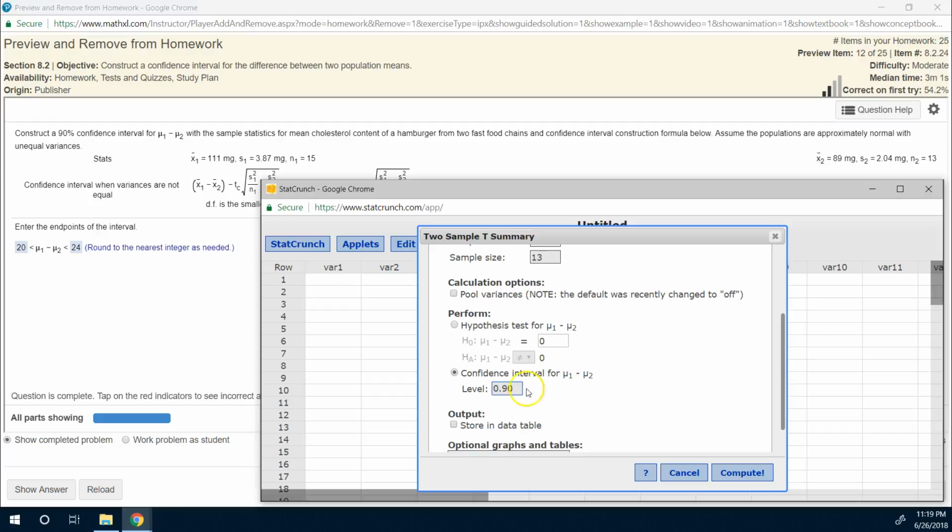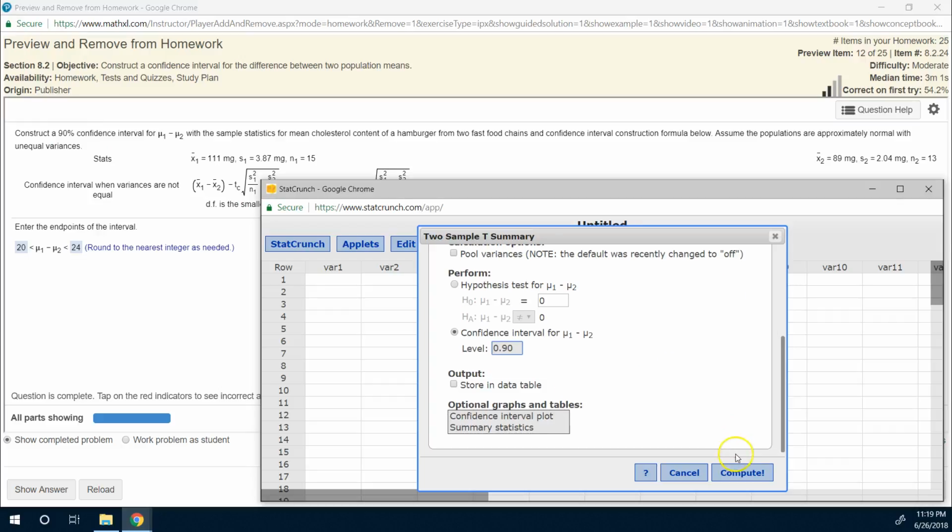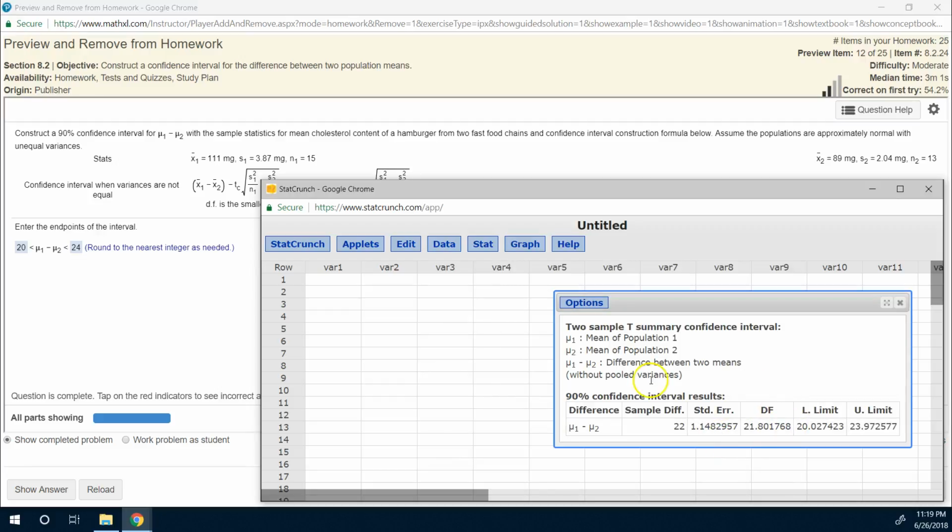Okay, so confidence interval, and it's a 90% confidence interval, says up here. So we just change the level to 0.9 in decimal form. And that's it. And there we go. And so that's round to the nearest integer as needed. And that's how they get 20 and 24 using this information, rounding to the nearest whole number or integer. That's how you get 20 and 24.